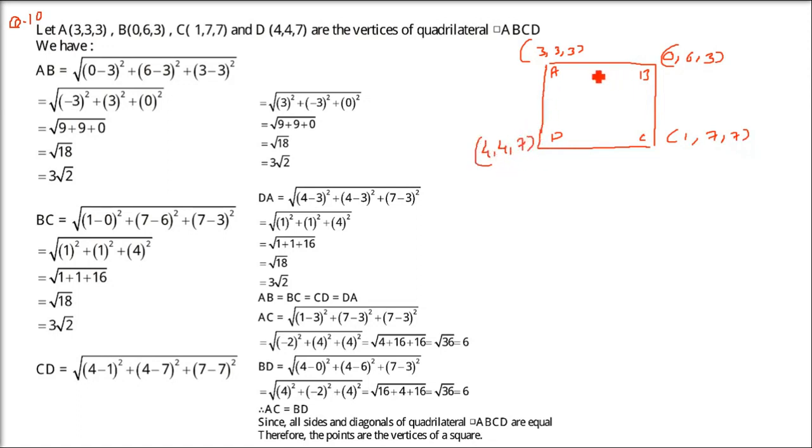So what we have to do? Take the distance. You know how to find out the distance? Distance formula we have already done. So (x2 minus x1) whole square, (y2 minus y1) whole square, (z2 minus z1) whole square. Add them, take the square root.